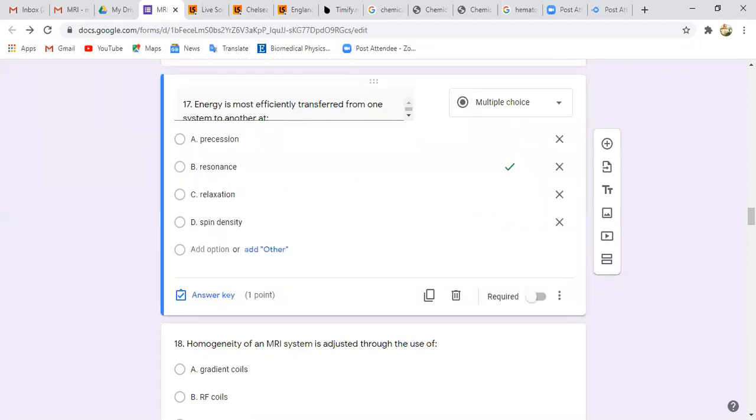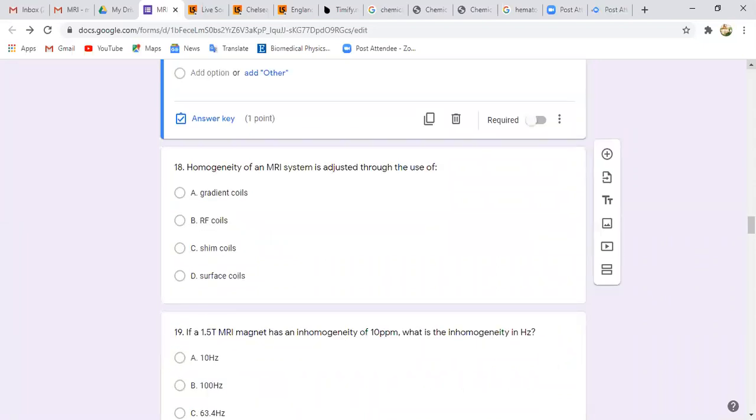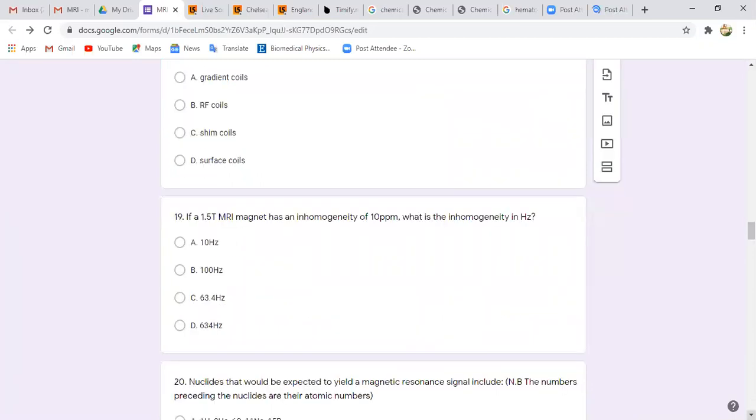So for 18, I think we have to go faster. Homogeneity is adjusted through the use of shim coils. Yeah, shim coils. If a 1.5 Tesla MRI magnet has an inhomogeneity of 10 ppm, that's 10 parts per million, what is the inhomogeneity in hertz? Sir, please, I need an explanation on this. I just guessed the answer. I don't know where I got this.